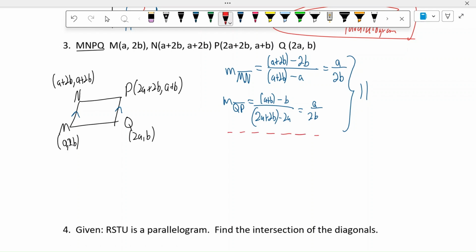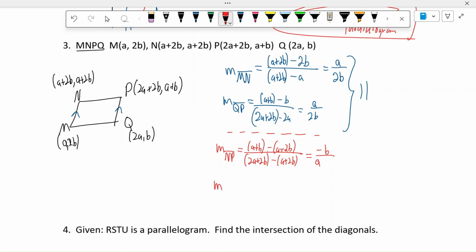Going a little bit further, let's check out NP. The slope of segment NP equals A plus B minus A plus 2B, divided by 2A plus 2B minus A plus 2B. Make sure you're subtracting the entire quantities. So I see A minus A gone, B minus 2B, that's a negative B. Denominator, 2A minus A is A, 2B minus 2B gone. So there is the slope of NP. It's a negative B over A.